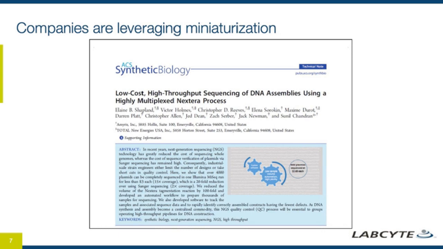So here on this slide, you'll just see that companies are leveraging miniaturization, and oftentimes the equation is based on how much miniaturization to make the process really cost effective versus how much volume is created on the back end. So here we'll see that a synthetic biology company, Amyris, has used the Echo to miniaturize their tagmentation workflows by 100-fold, making that very, very cost effective for sequencing of their plasmids.